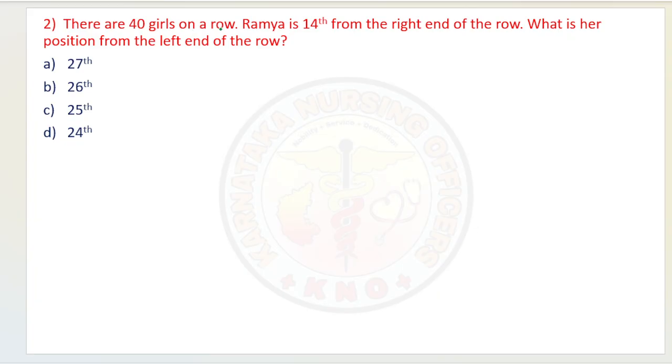There are 40 girls in a row. Ramya is 14th from the right end of the row. What is her position from the left end of the row? The options are 27, 26, 25 and 24.